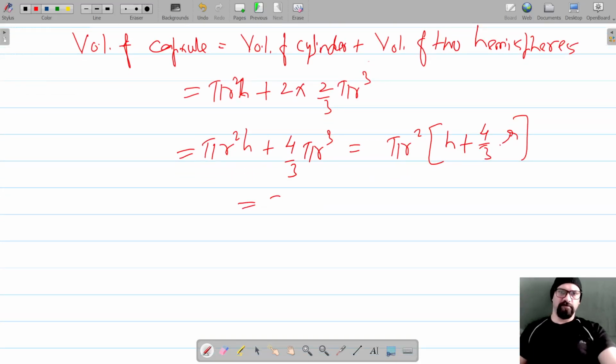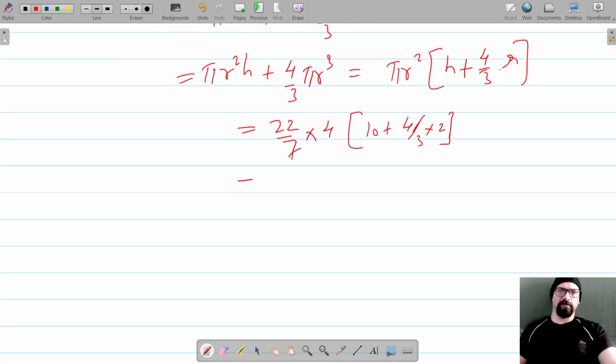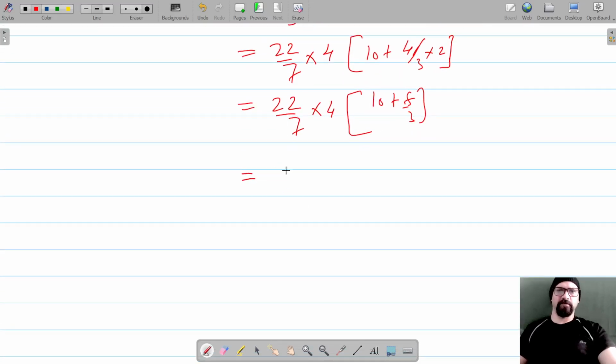Okay, replacing the value gives me 22 by 7 into radius is 2, 2 square is 4, height is 10, 4 by 3 into 2. So this is 22 by 7 into 4, and this is 10 plus 8 by 3. So 22 by 7 into 4 into this is 38 by 3.